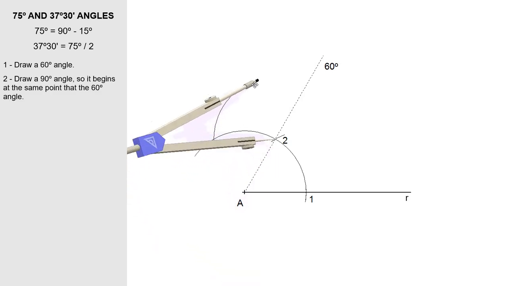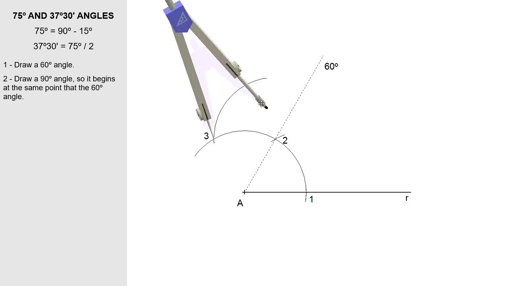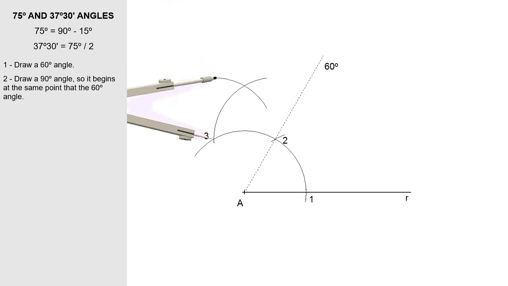Using point 2 as center and the same radius, we draw an arc that meets the first one at this point 3, extending it upwards. Using point 3 as center and the same radius, we draw another arc that meets the former one at this point 4, so the semi-straight line that starts at A and goes through point 4 forms a 90° angle with semi-straight line R.